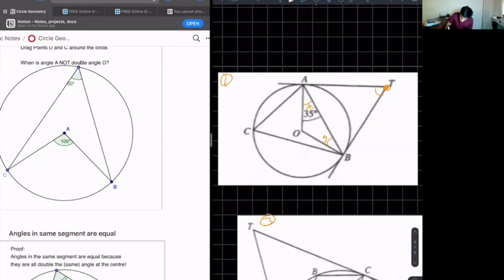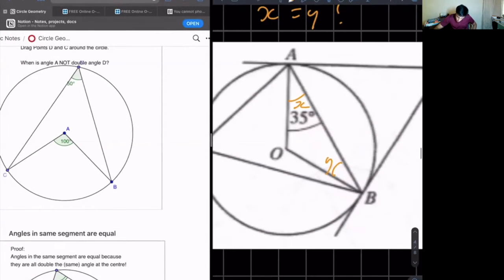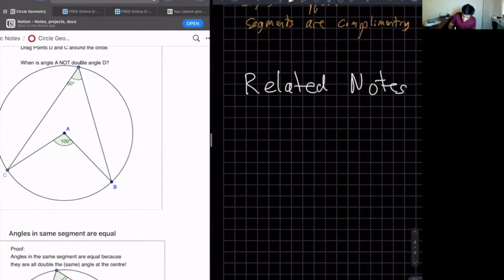X, y. Question is x equal to y? Let's put it yes or no. Yes or no, yes or no. Good, excellent. Yes, it is. And if you don't quite get this initially, then this is the radius r. This is the radius r. So you get an isosceles triangle, right? So because of isosceles, x is equal to y. So if this is new for you, you can come up here under related notes and write this down.